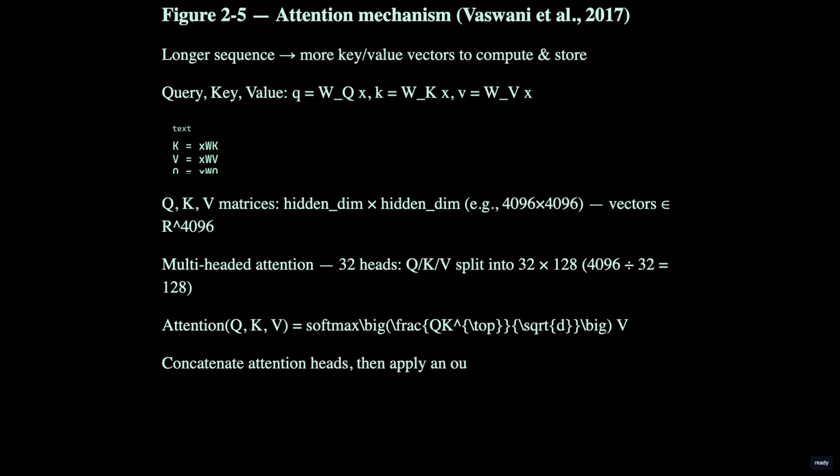Each attention head produces a vector, and we concatenate all these head outputs into one long vector. That concatenated vector is multiplied by an output projection matrix. This matrix maps the result back to the model's hidden dimension size before the next computation step.